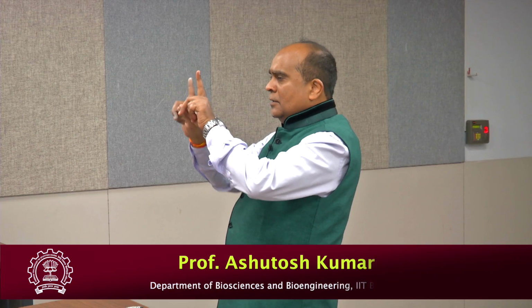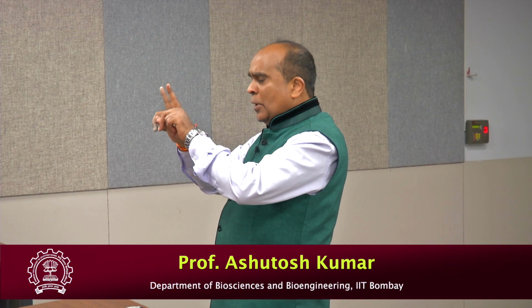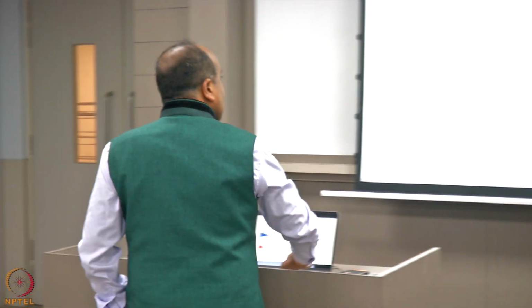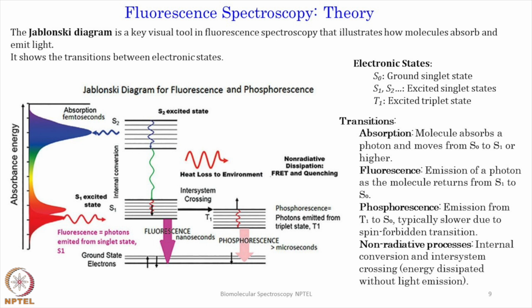This also I explained: if the electron is flipping, it goes from the singlet state to the triplet state. Singlet state means S is 0, so 2S plus 1 is 1, a singlet state. For the triplet state, S is 1, 2S plus 1 is 3, that is a triplet. It goes to the triplet state, and that is called inter-system crossing, the system has been crossed. Then from there it comes to the ground state, which is called phosphorescence.